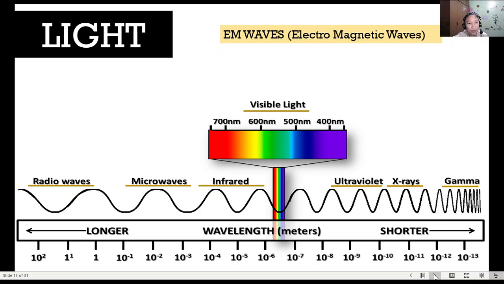And it is in accordance with the wavelength. From radio waves to gamma rays, we have longer wavelength to shorter wavelength. Anong indication nun? Longer wavelength means lower energy, while shorter wavelengths means higher energy. And that also applies for the visible light.